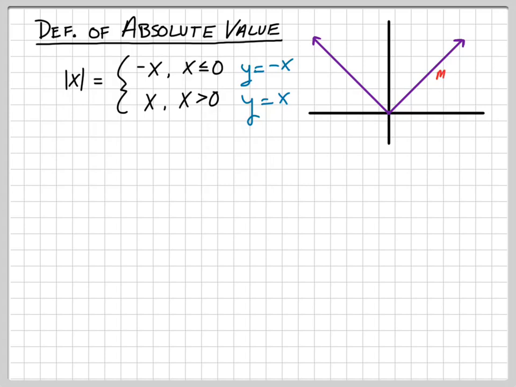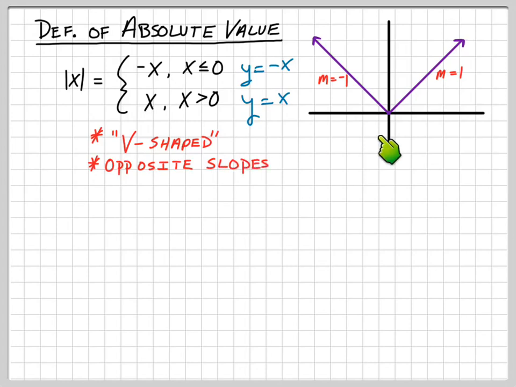Okay? So, essentially it's two lines, except, what do you notice about the slopes? One's got slope 1, one's got slope negative 1. So we know it's going to be V-shaped. That also gives us opposite slopes. Just opposite slopes. I'm not talking about opposite reciprocals. I'm talking about just opposite, like their signs, right? One's positive, one's negative.